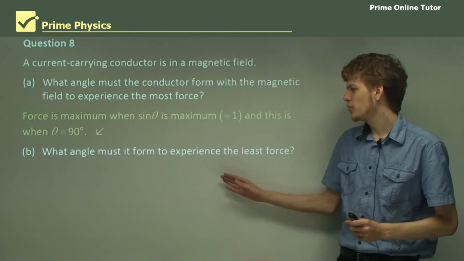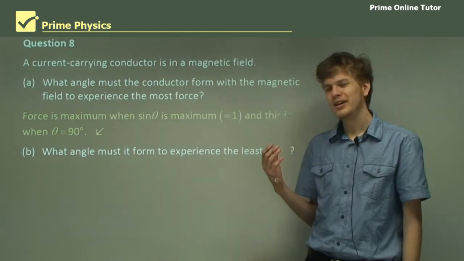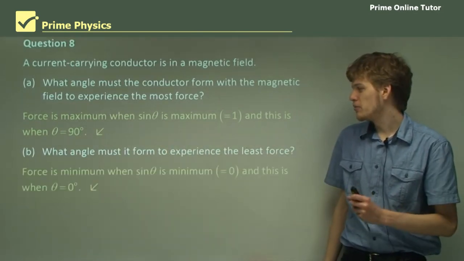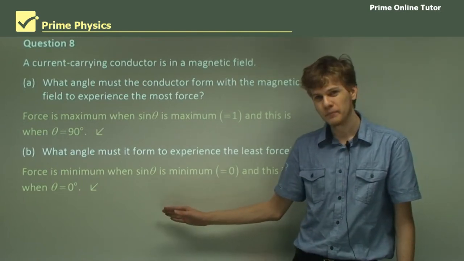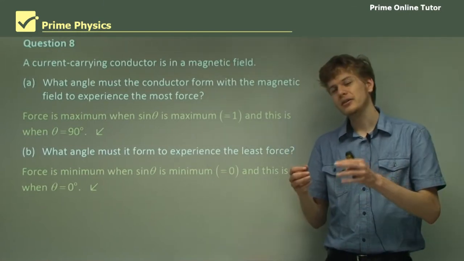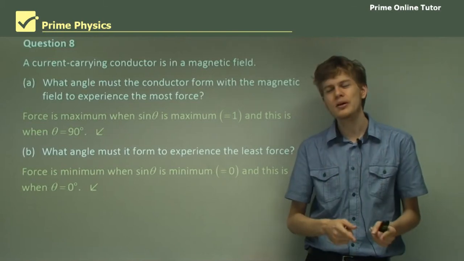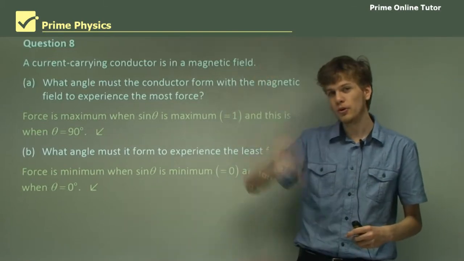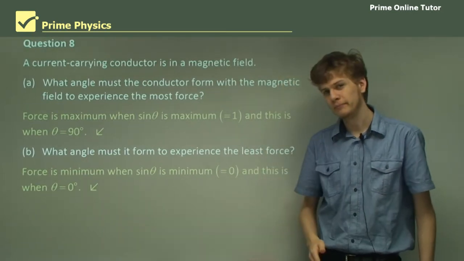Part B, what angle must it form to experience the least force? Well, it'll just be the minimum of sine theta, right? So the force will be minimum when sine theta is 0 and the angle is 0. Now if we look at what this would look like in real life, it would mean having an electric wire parallel to the magnetic field lines. So if the field lines point from top to bottom, then the current carrying conductor will also point from top to bottom.